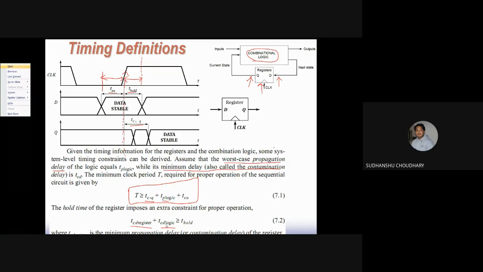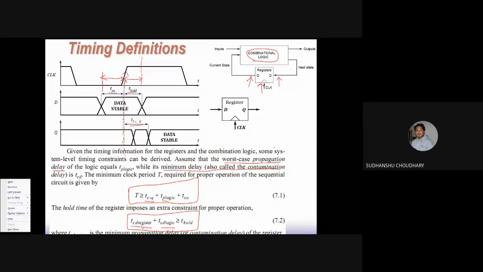So now this contamination delay of logic and register sets up a requirement on hold time. That is, my hold time should be less than or equal to the minimum delay of the combinational logic block and the register.